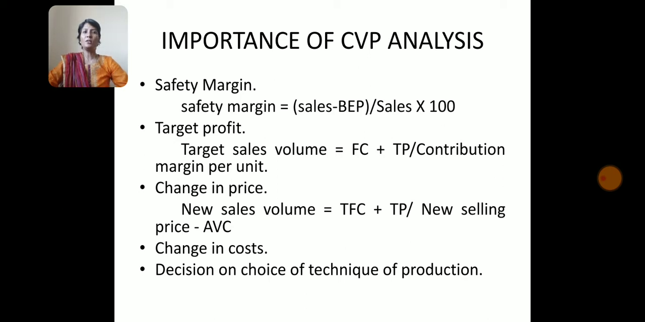To determine the new volume of sales to maintain the same profit given a reduction in price, the formula that is used here is total fixed cost plus total profit, divided by new selling price minus average variable cost.